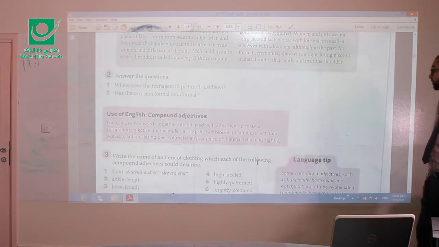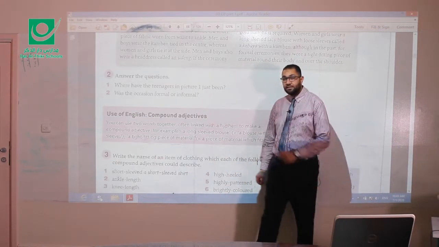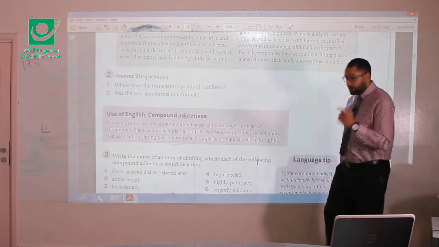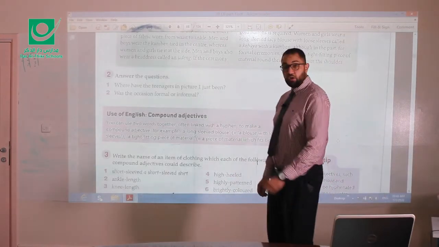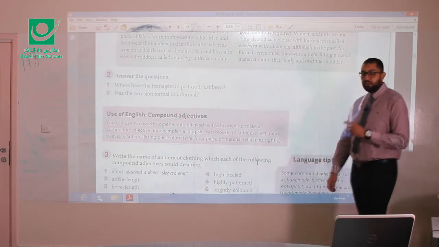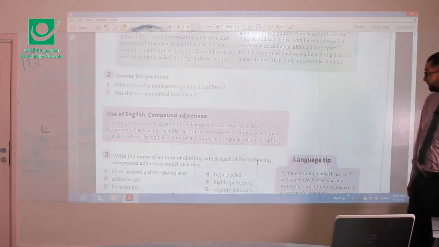Now, looking at the two pictures, we have two important questions here. Number 1, where have the teenagers in picture 1 just been? Where have they been? Think about it. Number 2, was the occasion formal or informal for them? Now, think of it for a minute, then we will have the answers together.